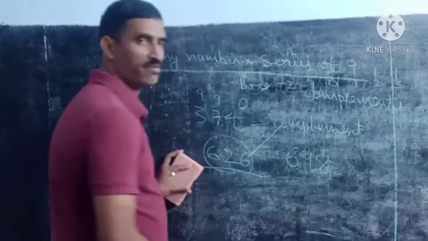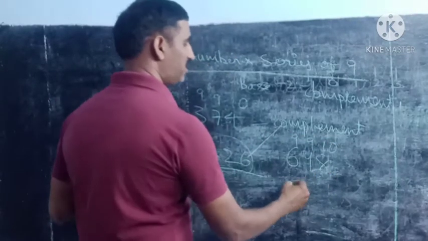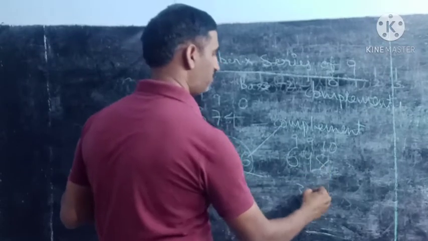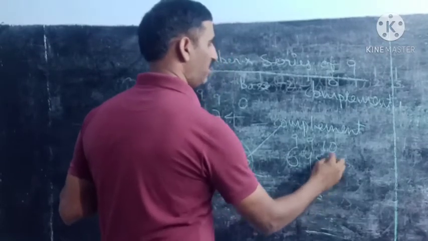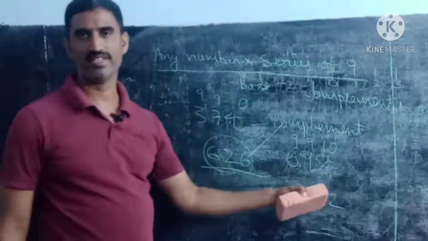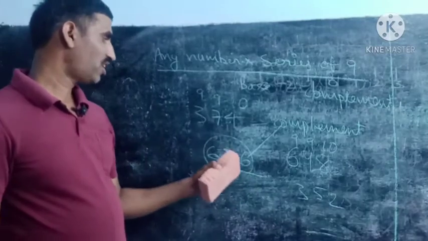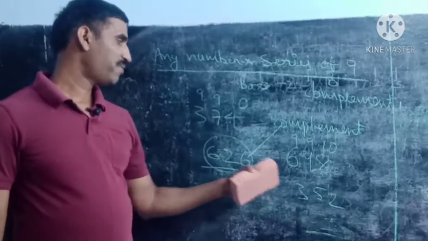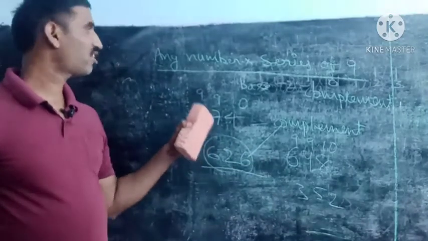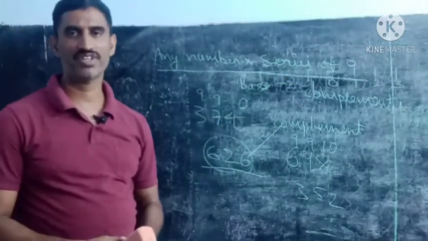Suppose I have a number 648. Tell me the complement. 9, 9, 10. 9 minus 6 is 3. 9 minus 4 is 5. 10 minus 8 is 2. 352 is the complement for 648. So that is how to find the complement. If you know the complement, you can easily solve these problems. Any number in the series, within a fraction of a second, 2-3 seconds, you can do.